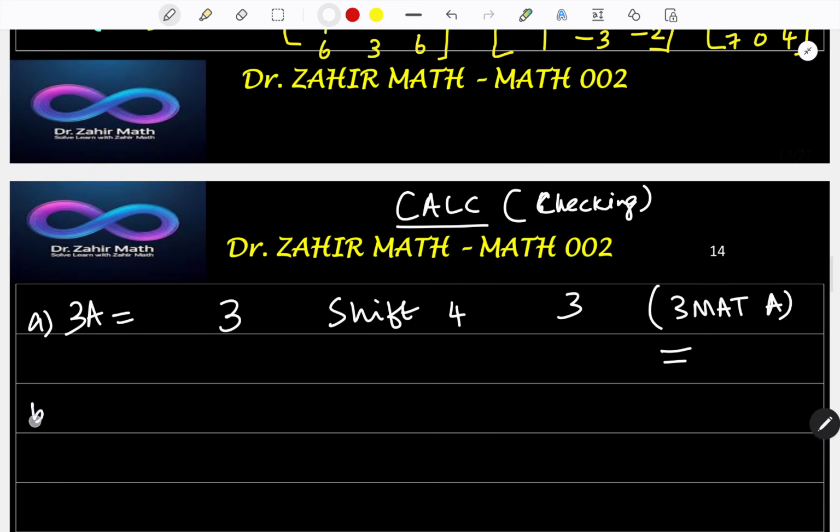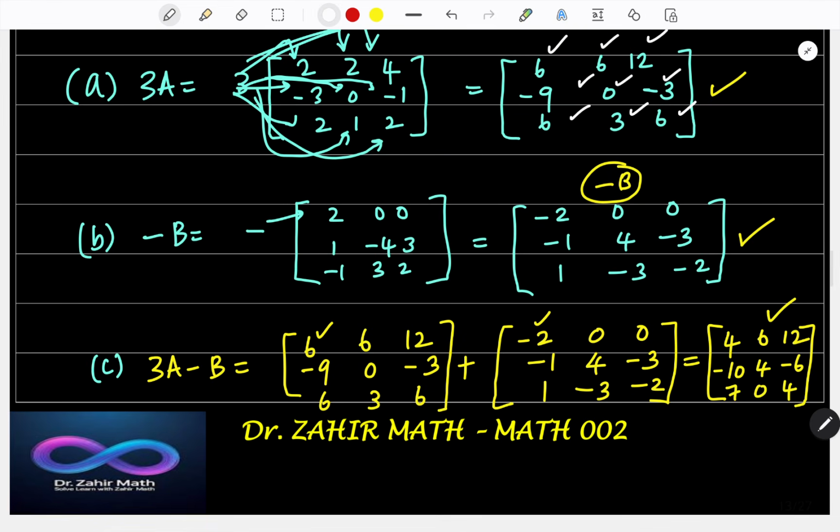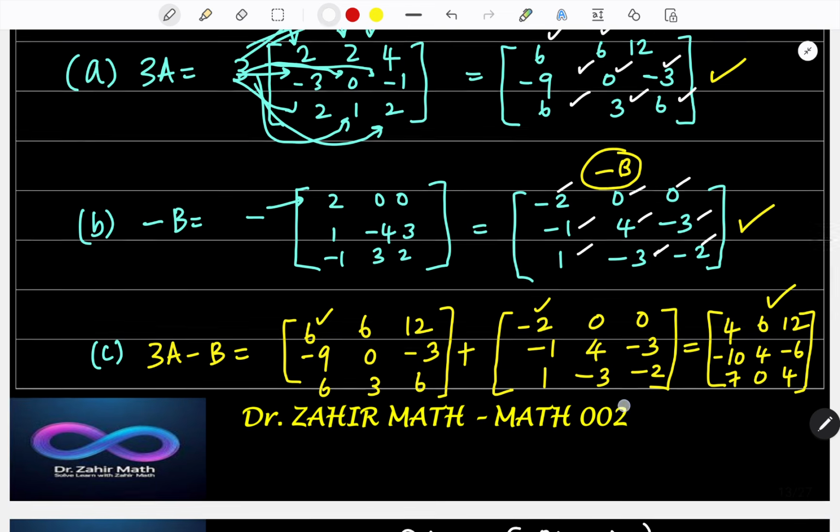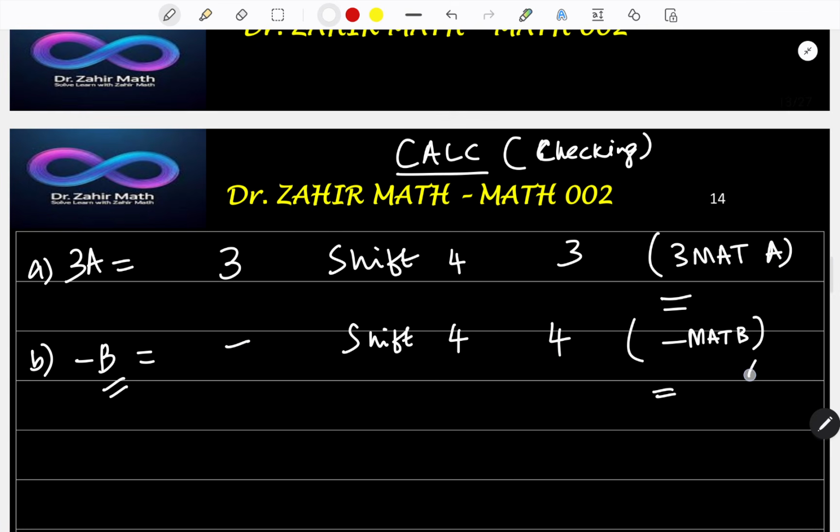Next, we are going to check the answer, question B, which is negative B. So press minus, and then shift 4. Then you see your data, mat B is number what? Which is 4. Press 4. So your screen will be minus mat B. Which is press equal. So when you press equal, you will check your answer, which is minus 2, 0, 0, minus 1, 4, negative 3, 1, negative 3, minus 2. Yes, we got the correct answer. Now close it. Press AC.